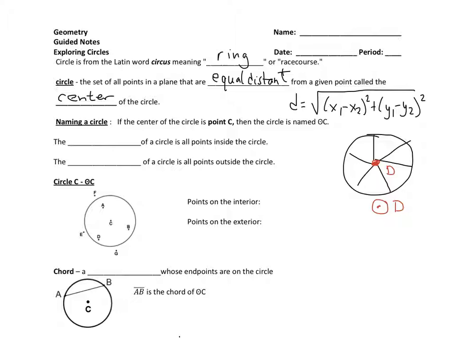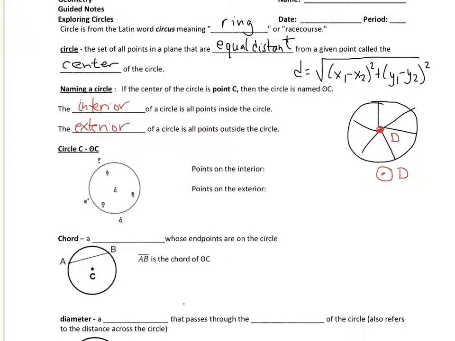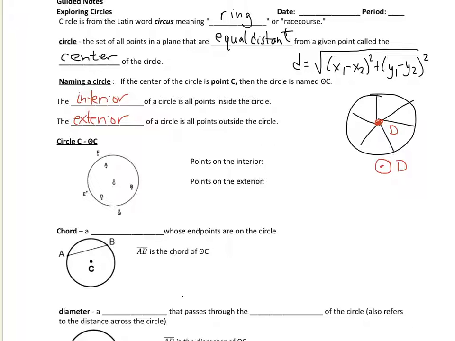So in this circle, we have a couple different parts. We have what's called the interior of a circle, which is all the points inside the circle. And then, of course, the exterior of the circle is all points outside the circle. So if we look at circle C down here, which points are in the interior? Well, A is in the interior, B is in the interior, C is in the interior, and D is in the interior, because they're all points inside. And that would leave E, F, and G to be points on the exterior of the circle.